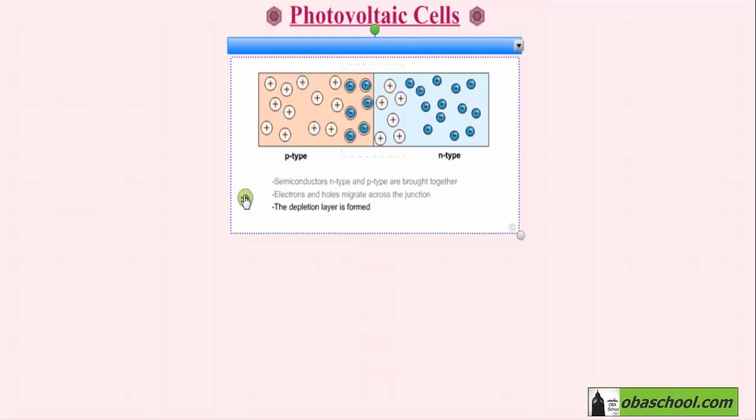Semiconductors N-type and P-type are brought together. Electrons and holes migrate across the junction. The depletion layer is formed. A PD is set up across the depletion layer.